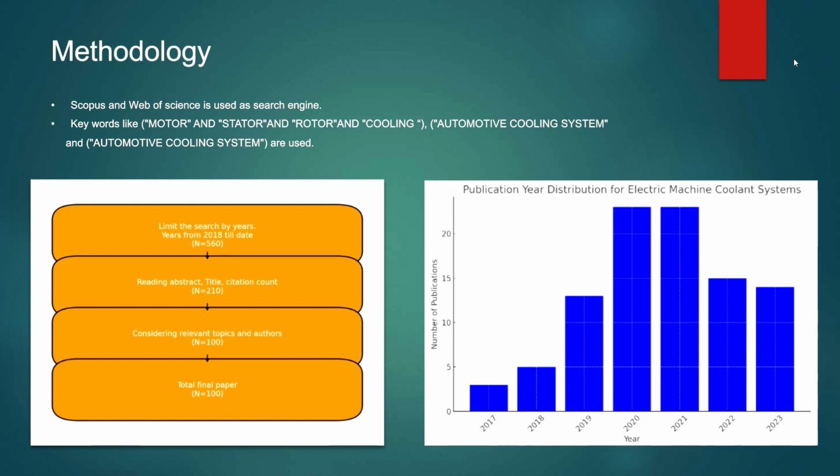And the number of papers which I've got was thousands. Actually, thousands of papers of research were carried out. But when I limited this search through years, I limited it to 2017, it was 560 papers. Then I filtered it and filtered it, and finally I got 100 papers for which I can do the research now.